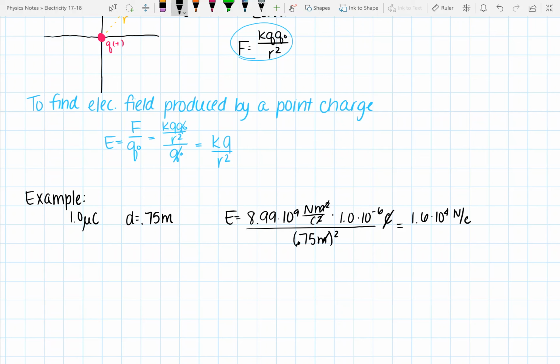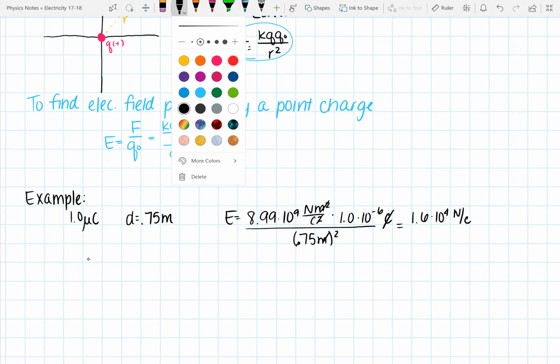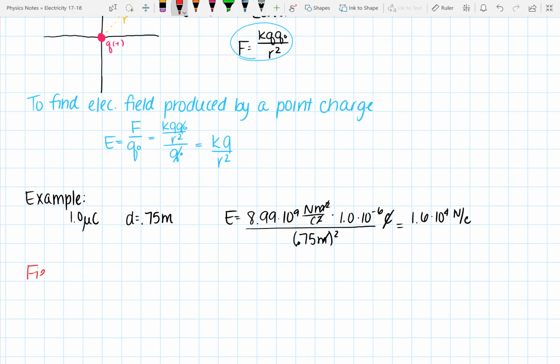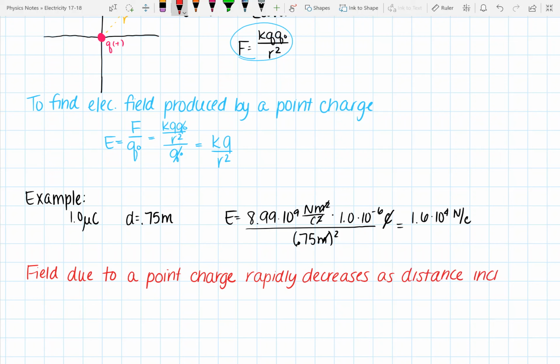So the field due to a point charge, this is important, rapidly decreases as the distance increases. It will never approach 0, but it will get extremely close.